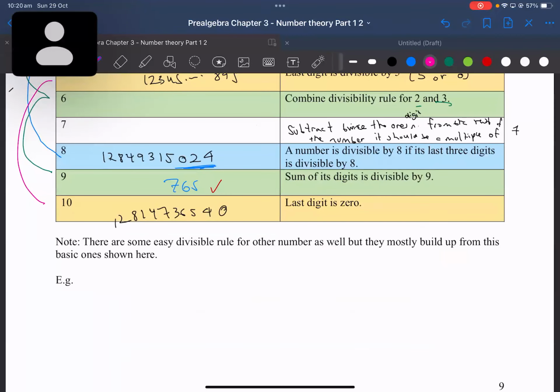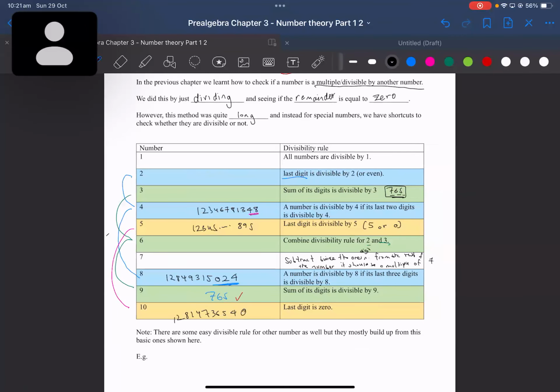There are some easy divisibility rules for other numbers as well, but they mostly build up from the basic ones we learned here. So for example, can you give me another number that would have an easy divisibility rule, that's not in this list? 11. 11, unfortunately, is not as easy. 11 would be a whole separate topic. You are correct about 15.